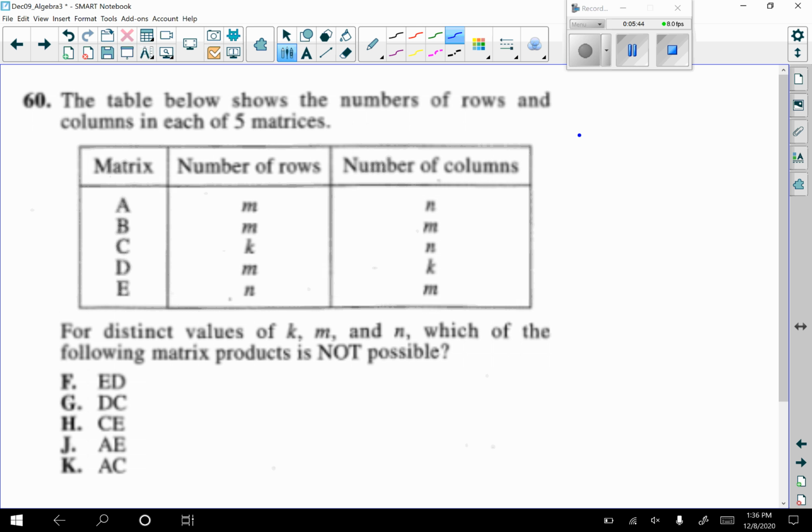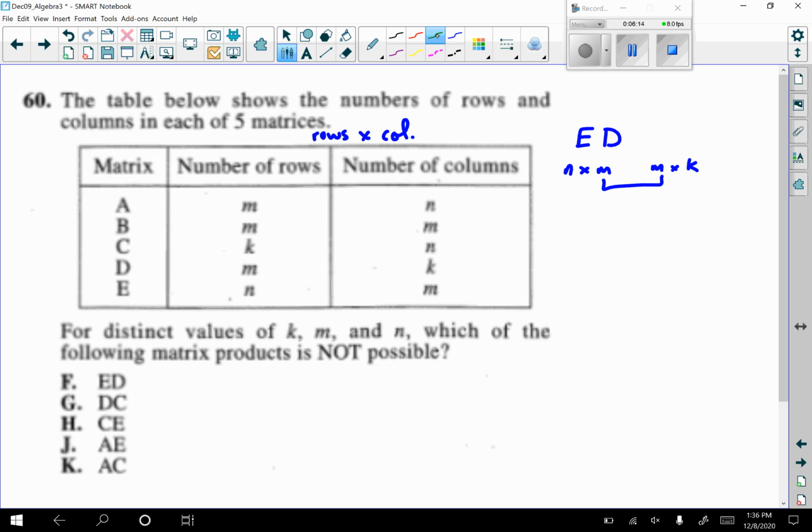So if we needed to multiply E times D, let's write out the dimensions of E. It's always rows by columns. So E would be an N by M matrix, and then D would be an M by K matrix. So would we be able to multiply matrix E? E has to go first, times D? Yes, because these two middle numbers match.